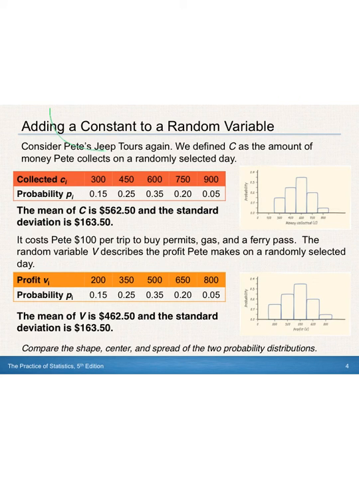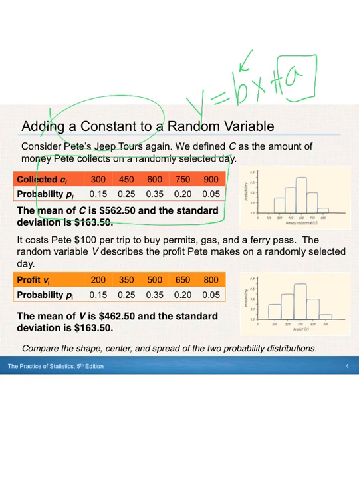So now we're going to be looking at adding a constant. If we're talking about the linear transformation here, we've already dealt with what happens when you multiply every data point by a certain number. Now we're going to look at what happens when we add a constant. This is how much Pete brings in: $300, 15% of the time, $450 a day 25% of the time, and the mean was 562.50, and the standard deviation was 163.50. Now, if it costs Pete $100 a trip, not counting paying Pete, then his profit is going to be $200 15% of the time, $350 25% of the time, etc.